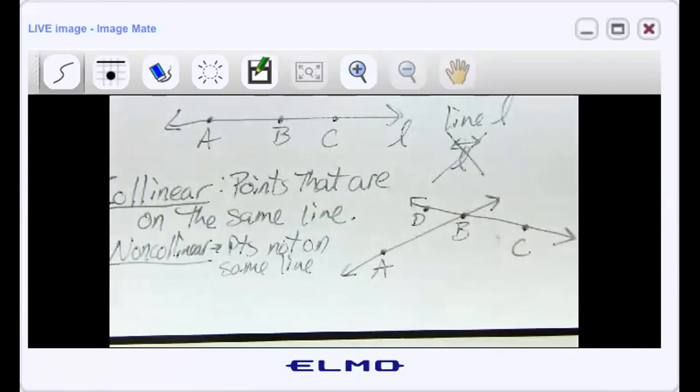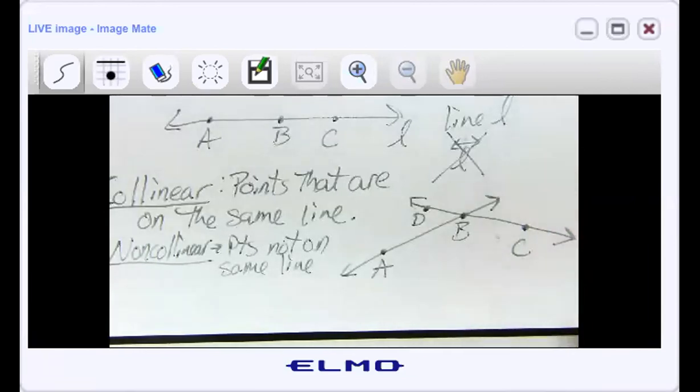Here's the thing about collinear and non-collinear. It doesn't matter if the line is drawn or not. So even if I don't have a line drawn that connects A and C, the question is really, could you draw a line that connects A and C? If you can draw a line that connects A and C, then they are collinear. That's interesting. So let's make a big note about this.